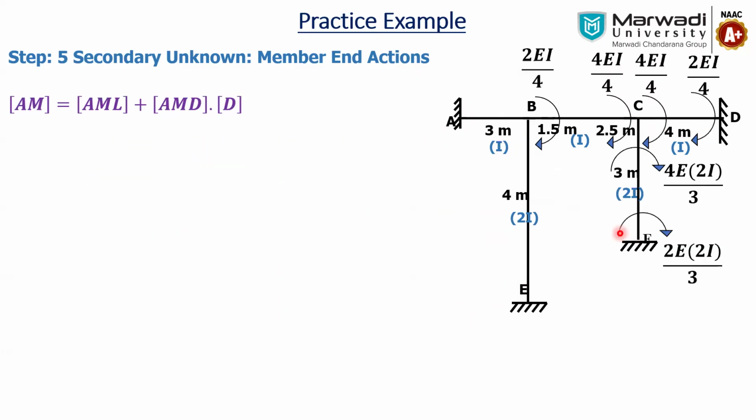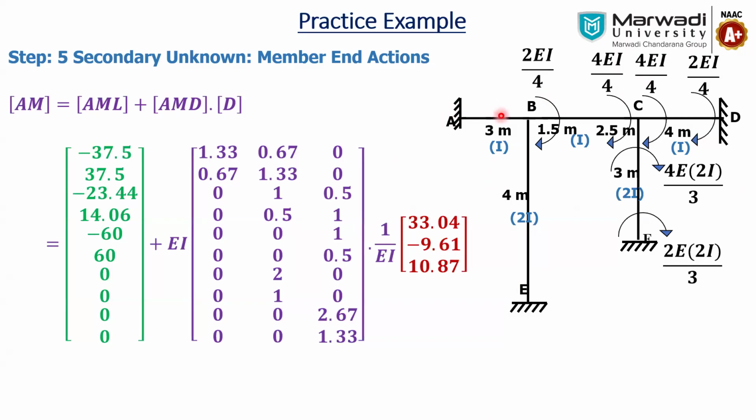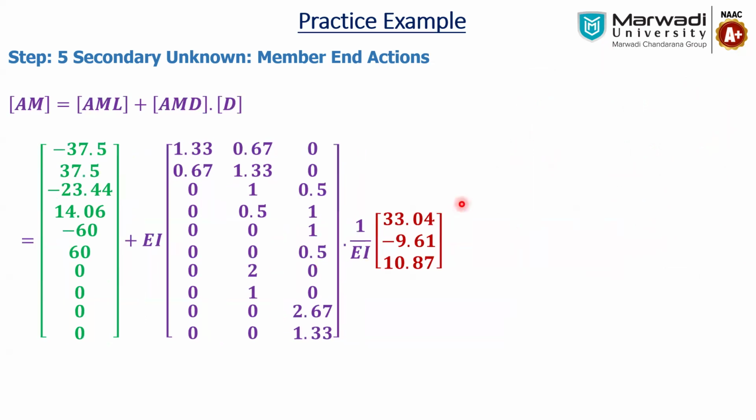Similarly, the last step, this one, D3 equal to 1, and we have to consider all 10 moments in the sequence. So first 0, second 0, third 0.5, then 4 by 4 it's a 1, again 1, 0.5, then in BE it is 0, 0, in the CF that is 2.67, and last is 1.33. So we are ready with our AML and AMD, and we are going to multiply that with D.